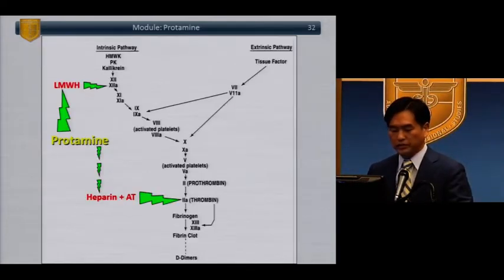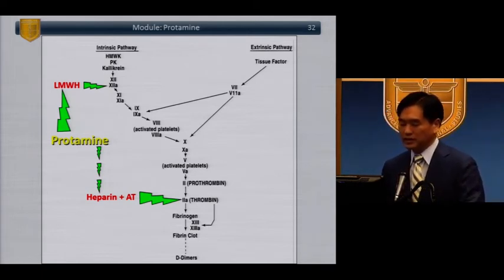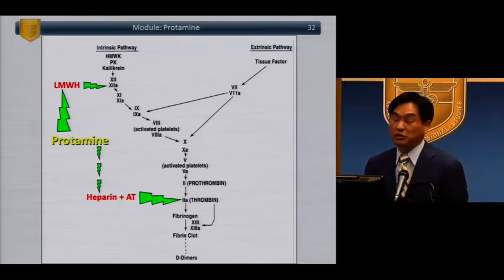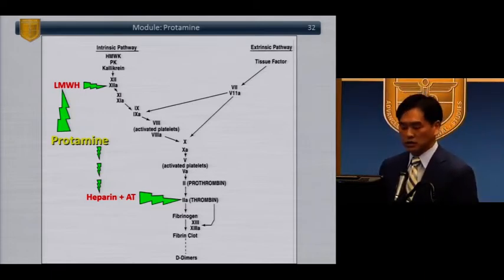Okay, good. So back to our regular tree. Protamine is yellow. Why? Because it helps you clot, or at least it helps you bleed less. Why would you be bleeding? Because you gave someone high-dose low molecular weight heparin or therapeutic levels of heparin.